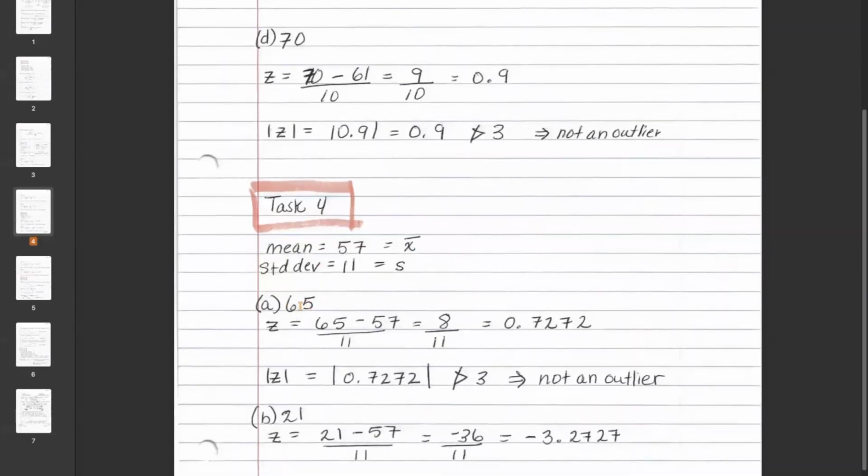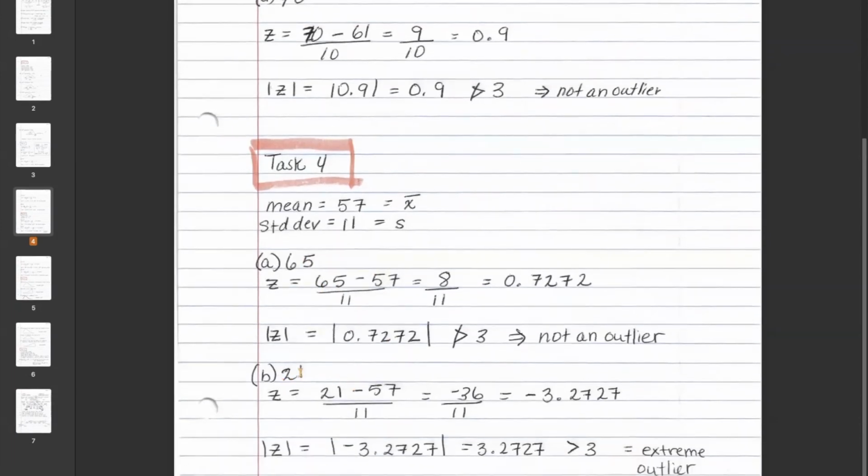So the z-score for 65: 65 minus the mean, which now is 57, divided by the standard deviation, 11, gives us 0.7272 repeating. The absolute value of that is 0.7272, and that's not greater than 3, so we do not have an outlier. 65 is not an outlier. Next, let's calculate the z-score for 21. 21 minus the mean, 57, is negative 36, and dividing that by the standard deviation, 11, we get negative 3.2727. The absolute value is positive 3.2727, and that's greater than 3, so 21 is an outlier.